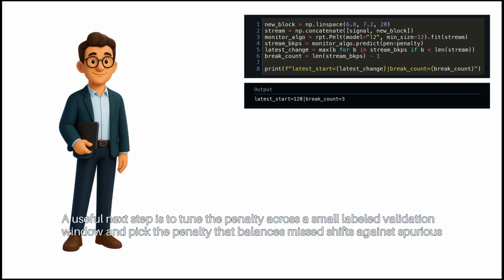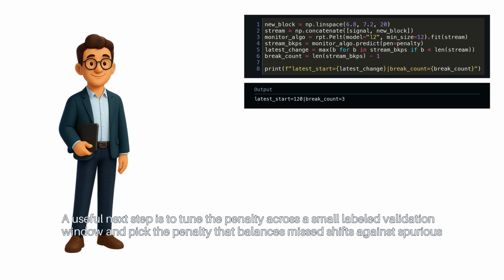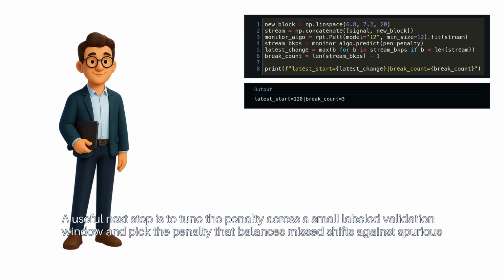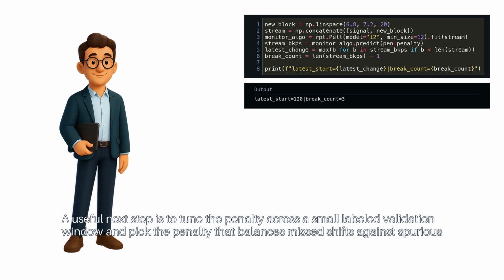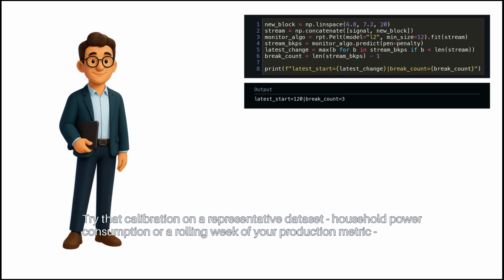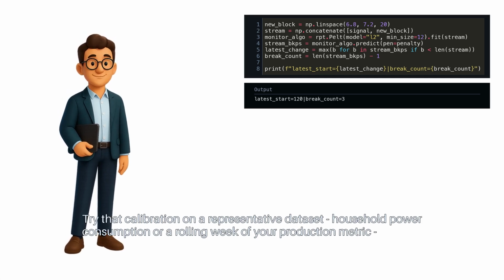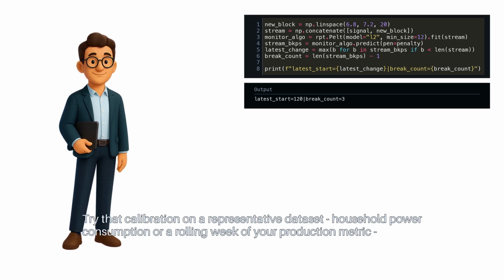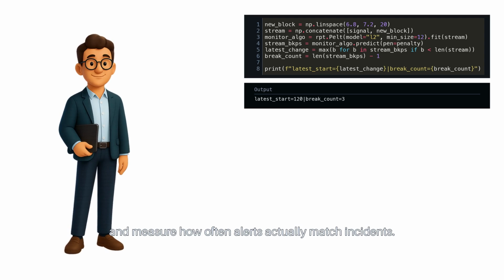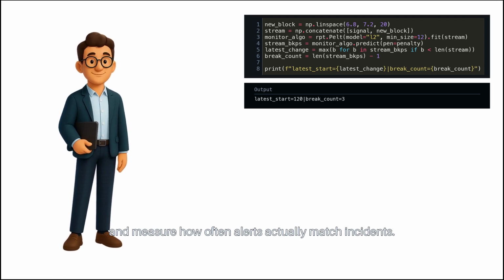A useful next step is to tune the penalty across a small labeled validation window and pick the penalty that balances missed shifts against spurious cuts. Try that calibration on a representative dataset, household power consumption, or a rolling week of your production metric, and measure how often alerts actually match incidents.